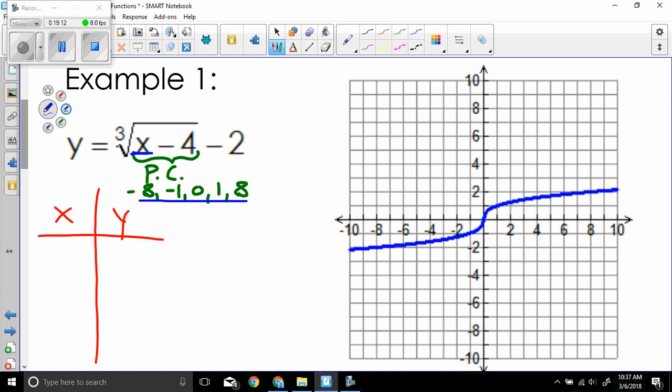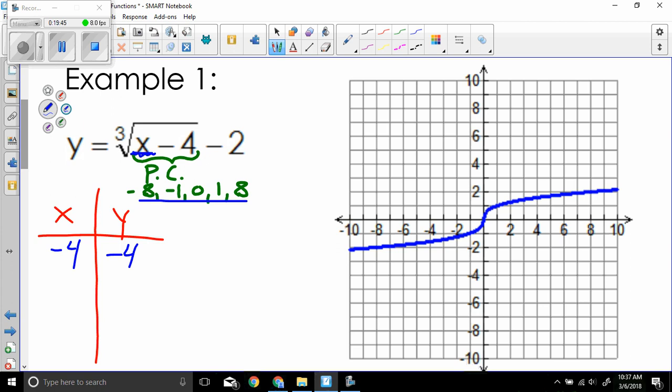So to get a -8, what would I have to put there? Well, I would need a -4. -4 minus 4 is -8. What's the cube root of -8? -2. -2 minus 2 would be -4. First one done. Next, what do I have to do? What do I have to put in here for X when I do X minus 4 to get -1?